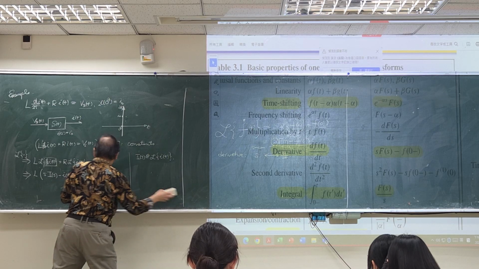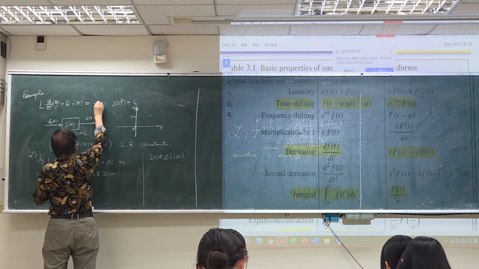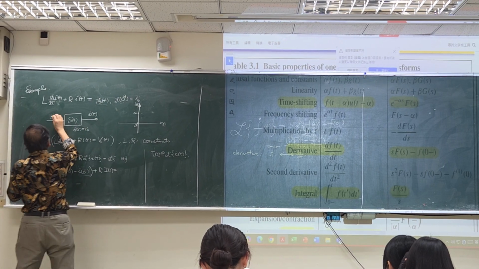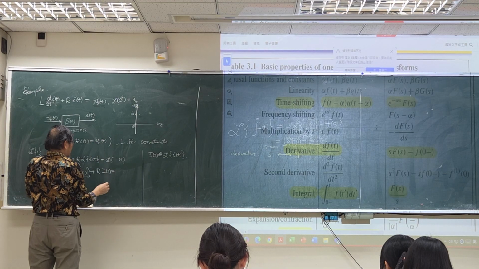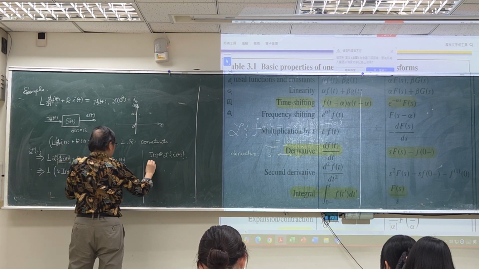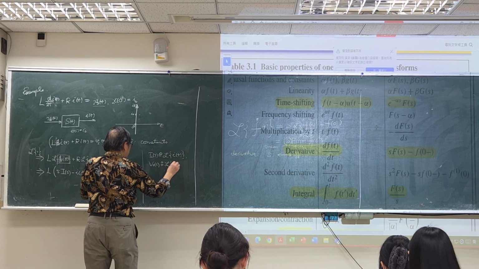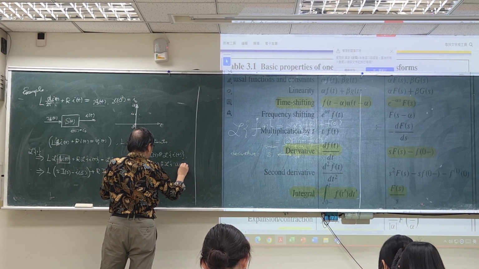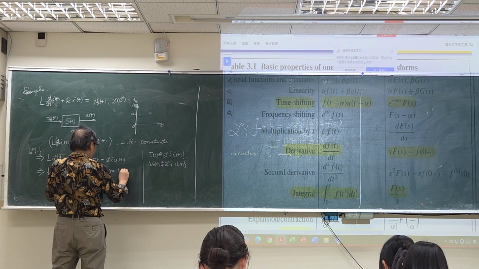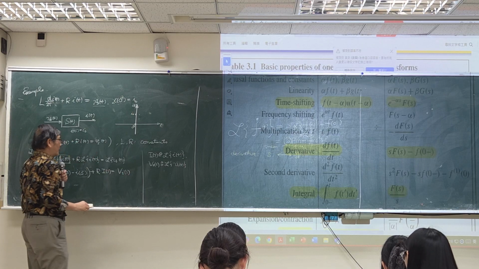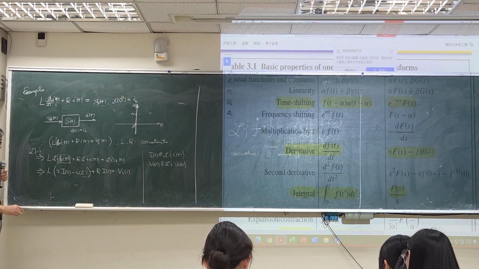Okay, and let me call this small v. Let me change the notation to small v sub s. So the capital V sub s is the Laplace transform of the small v sub s of t. So after the Laplace transform, this is the capital V of s. The Laplace transform of this voltage source.